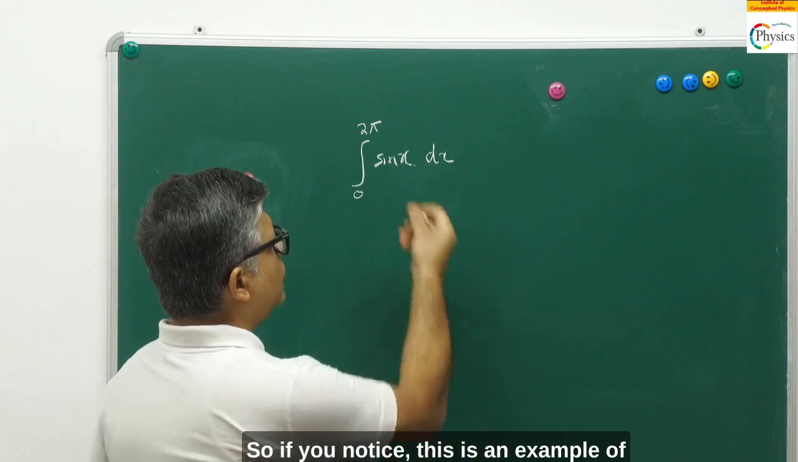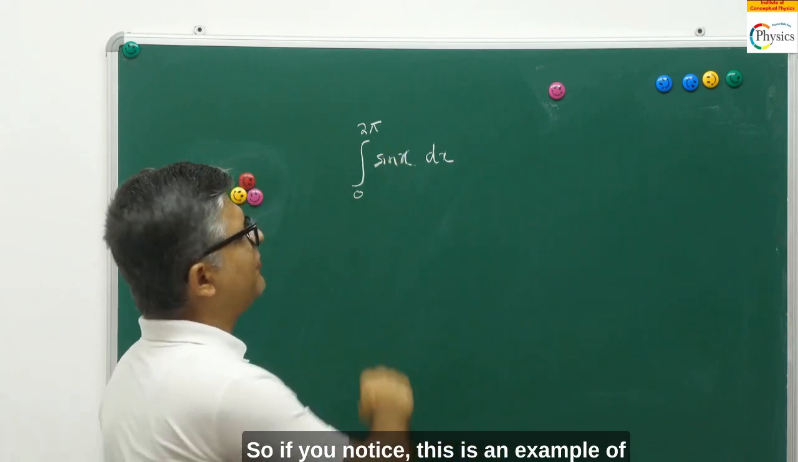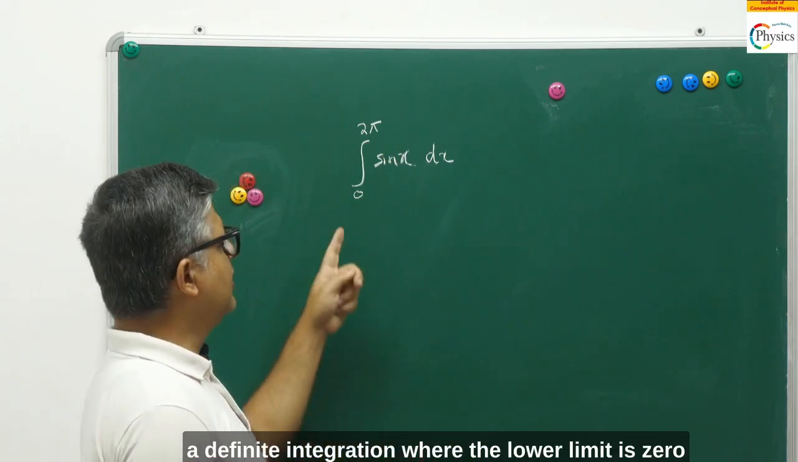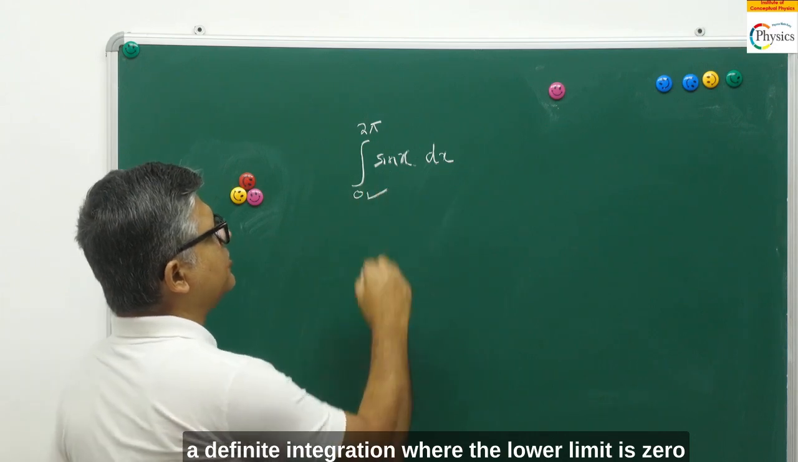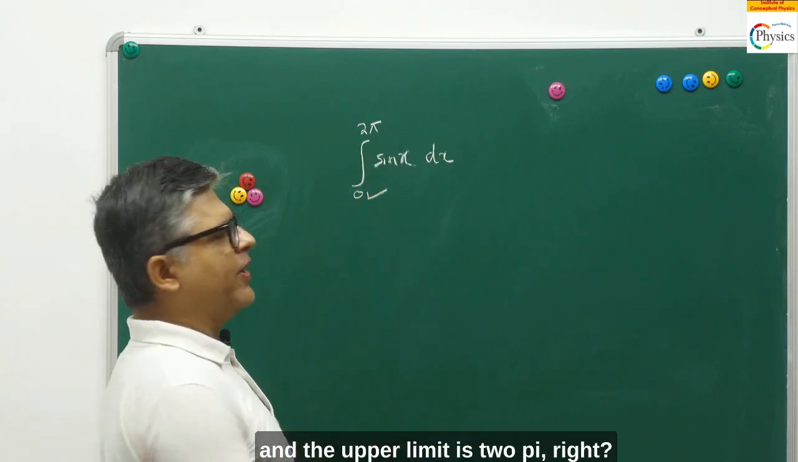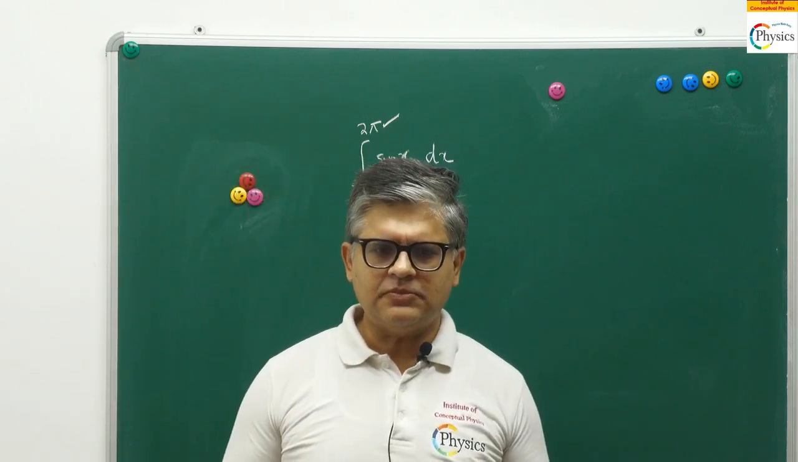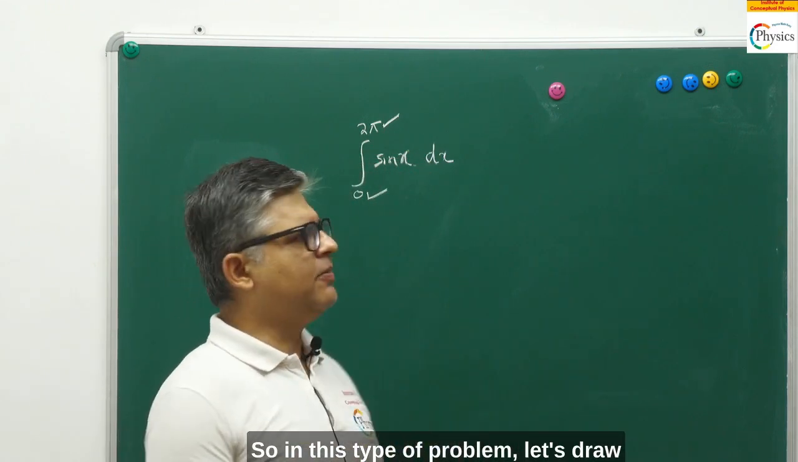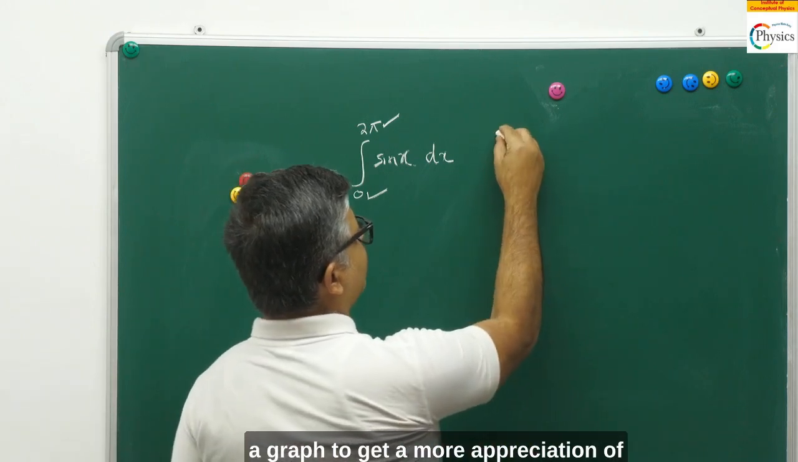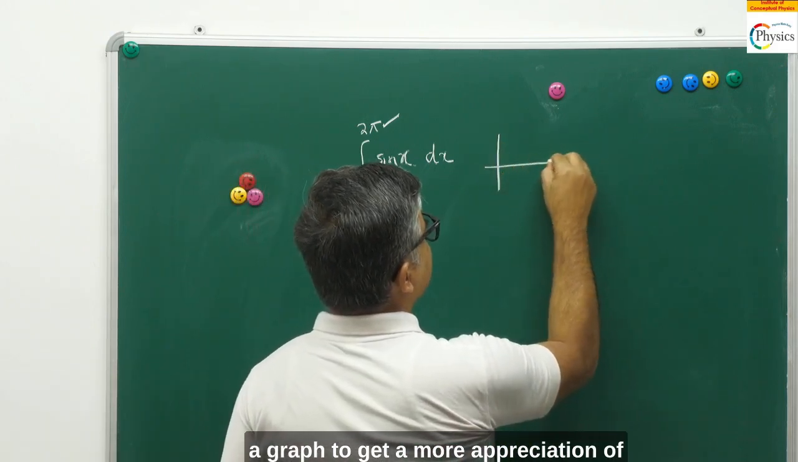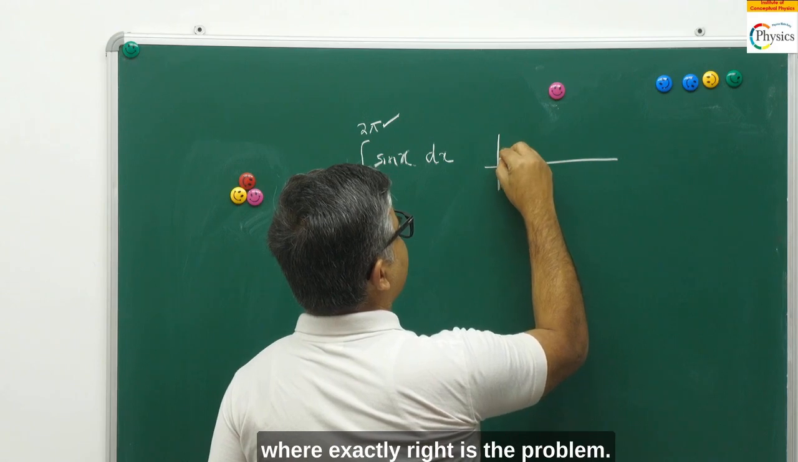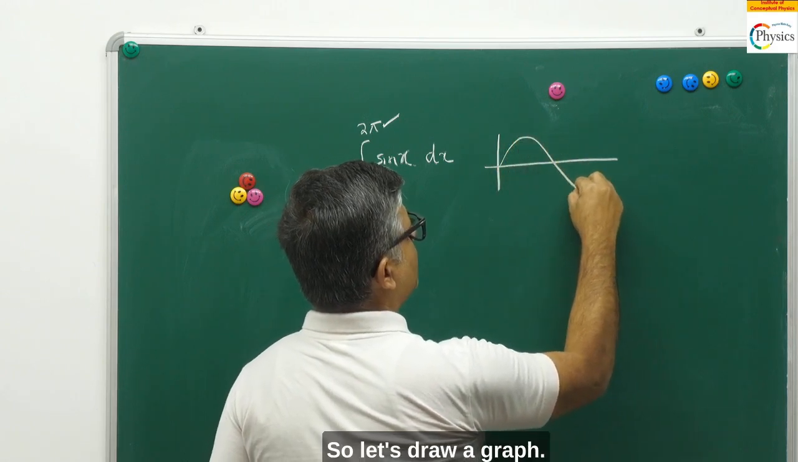So if you notice, this is an example of a definite integration where the lower limit is 0 and the upper limit is 2 pi, right? So these are the limits you are working against. In this type of problem, let's draw a graph to get a better appreciation of where exactly the problem is.